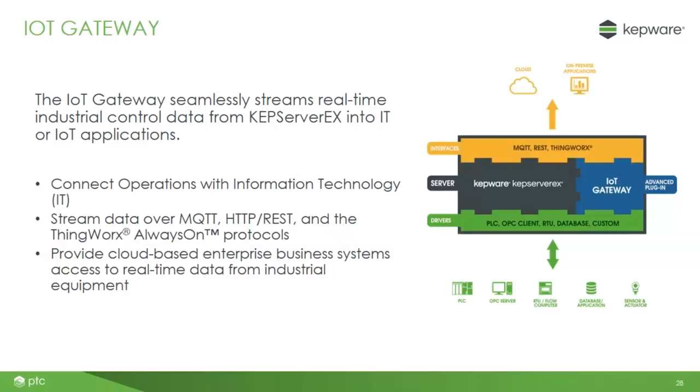So we can stream data over MQTT, we can publish data over MQTT and HTTP, and we can publish data to the ThingWorx platform through a proprietary protocol called Always On. And then what this allows us to do is give enterprise business systems typically, or cloud systems, or even simple web pages for traditional process control purposes, real access to real-time information from industrial equipment.